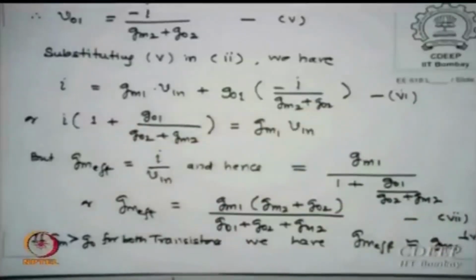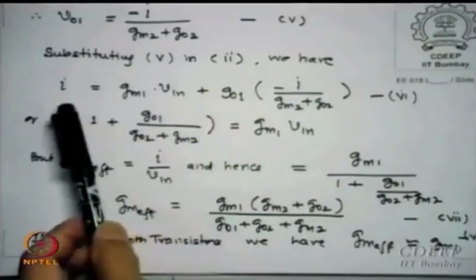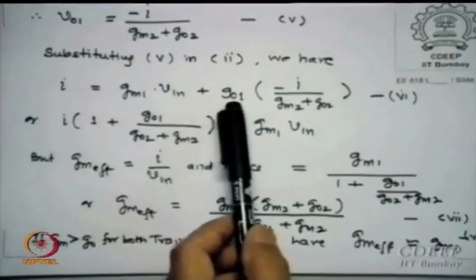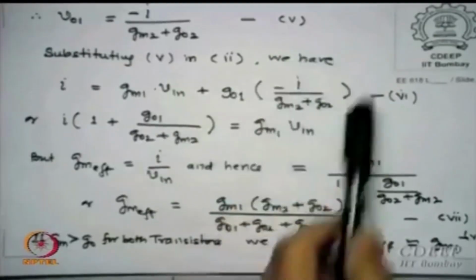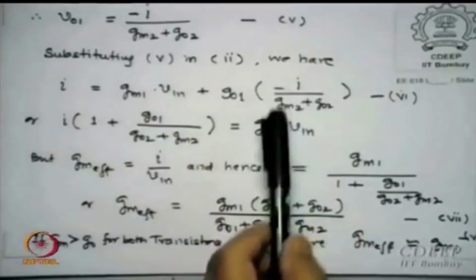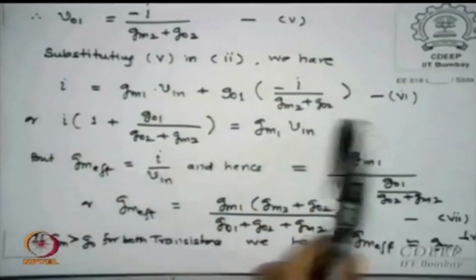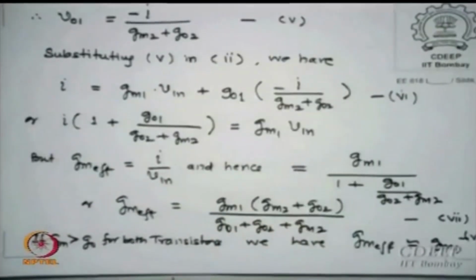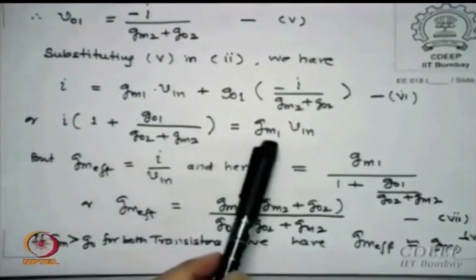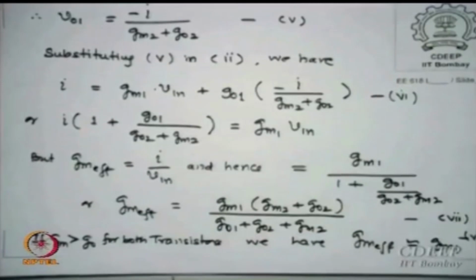So if I do this, I get I is equal to GM1 V in, which was the term anyway there, and I have GO1 times VO1, so VO1 is now replaced by minus I GM2 by GO2. Then I collect I terms, so I times 1 plus GO1 upon GO2 plus GM2 is equal to GM1 into V in, and then I evaluate GM effective.